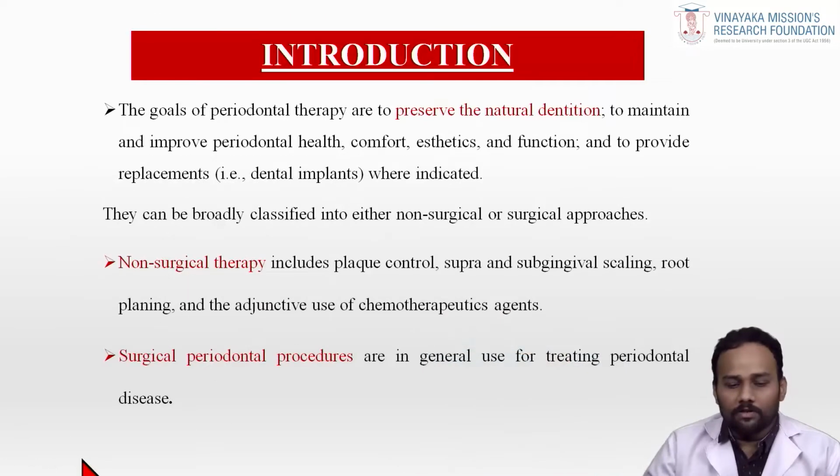The goals of periodontal therapy are to preserve the natural dentition. Periodontal therapy is broadly classified as either a non-surgical approach or a surgical approach. The non-surgical approach includes plaque control, supragingival and subgingival scaling, root planing and adjunctive use of chemotherapeutic agents, whereas surgical procedures are in general use for treating periodontal disease. The fact that the diseased root can be cleansed more efficiently by visual periodontal instrumentation is the reason why surgical therapy is most successful.